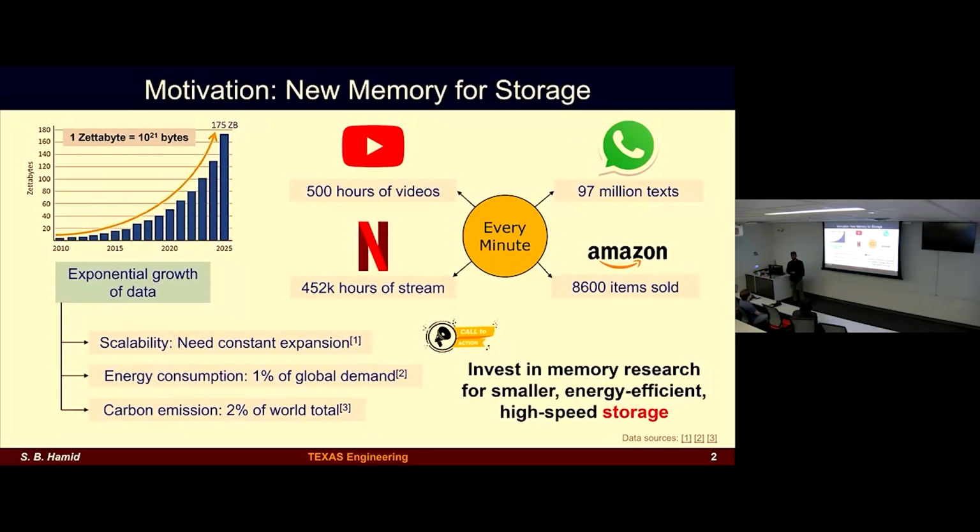So we know that data today is growing exponentially. Every minute, we have hundreds of hours of videos and millions of texts being generated, and e-commerce transactions. So that poses some challenges for us. The first one is scalability. We need constant expansion of storage. And then there's also the challenge of energy consumption. Data centers today already contribute to 1% of global electricity consumption, and also they contribute to 2% of total carbon emissions. So there is a strong need for inventing new memory devices that are smaller, faster, and significantly more energy efficient.